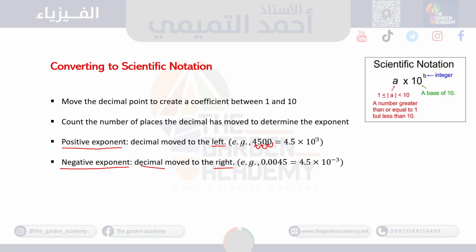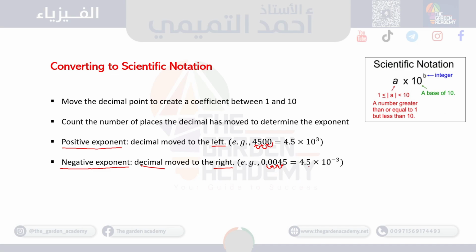طيب, for example, if we have this number 0.0045, how can we write it down in the scientific notation form? Here, this decimal point has to be moved in order to form اللي هو coefficient between 1 and 10. إذن basically we have to move this decimal point to the right. 1, 2, 3. إذن we have moved this decimal point to the right by 3 digits.